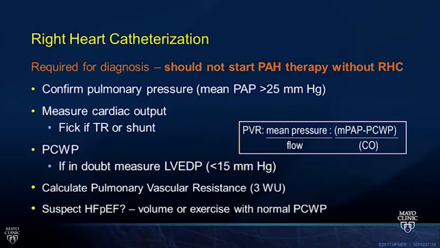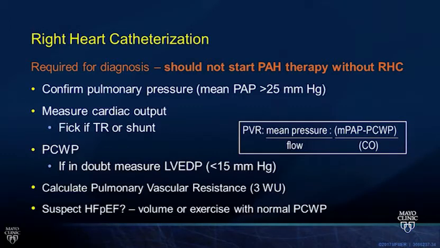So if there's a question on the board suggesting that you can give, say, bosentan to a patient who presents de novo and hasn't had a right heart cath, then you're not going to do it. You're going to get the right heart cath first. Number one, it confirms pulmonary pressure, and as I said previously, mean PA pressure greater than 25.